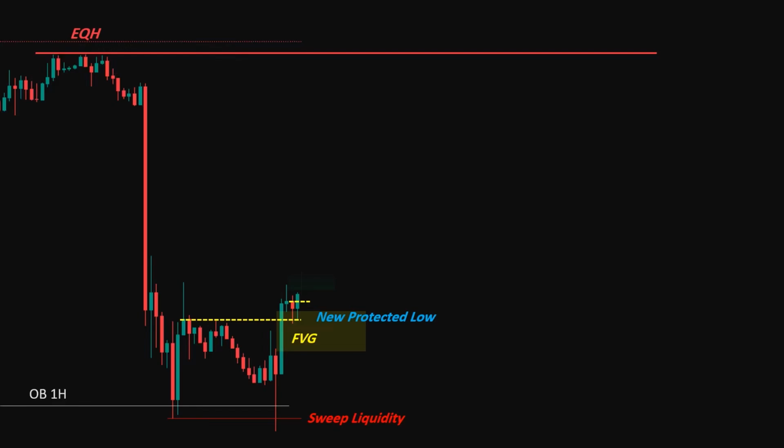I can put my stop under the protected low, and from here I can either aim for 2 reward or trade it back to the previous high. With this continuation entry, you'll notice the risk to reward is actually better compared to the reversal entry.